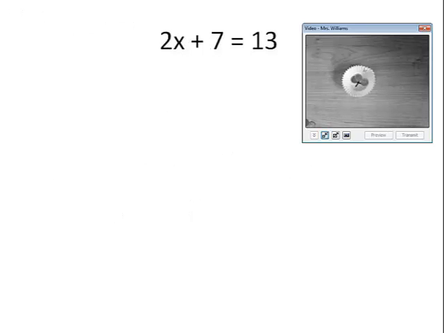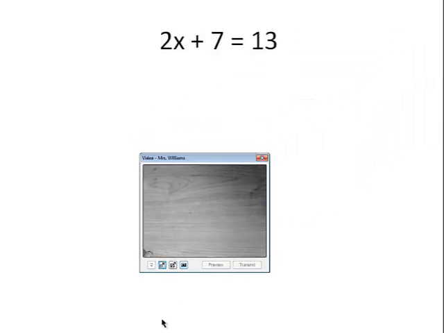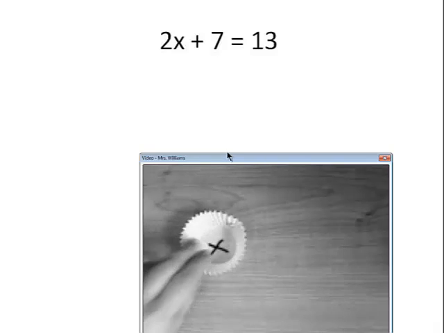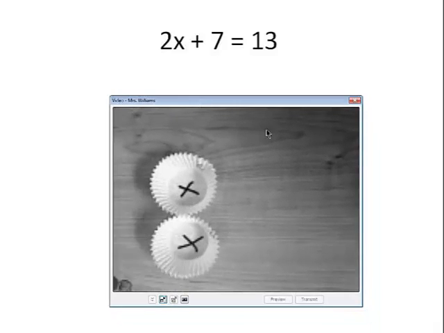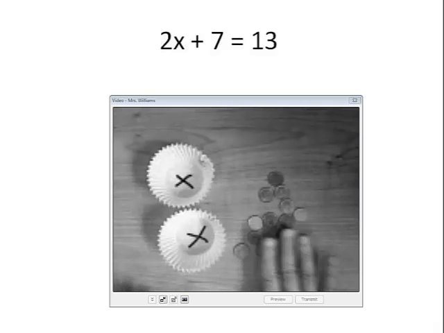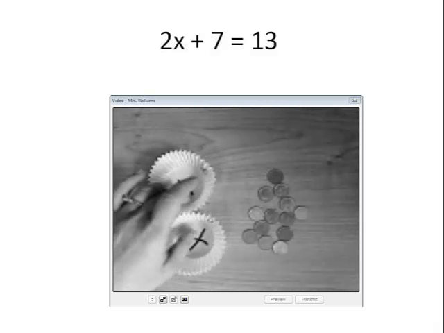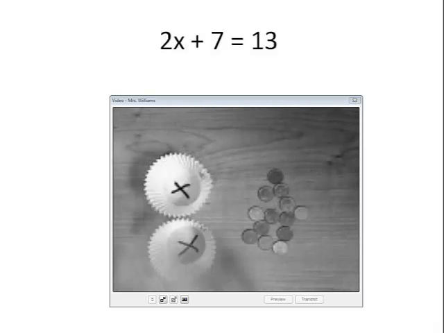Okay, let's do a little bit more complicated one here. We have 2x plus 7 equals 13, so we need 2 x boxes and 13 pennies. 3, 6, 9, 12, 13. Okay, so we have 2x plus 7 is equal to 13.